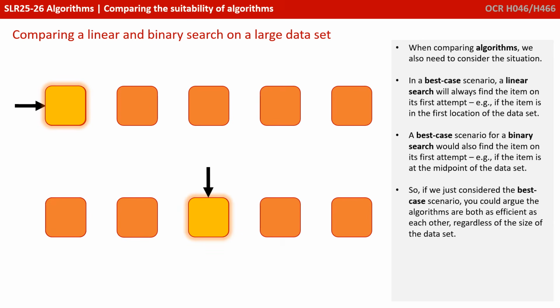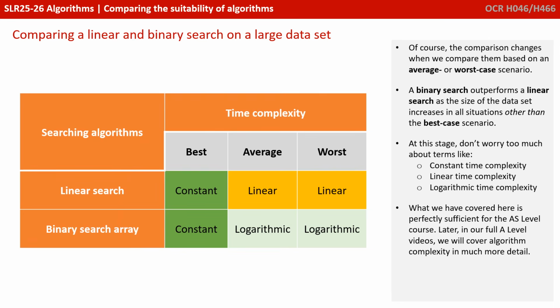A best case scenario for a binary search would also find the item on its first attempt, e.g. if the item we're after is at the midpoint of the dataset. So if we just consider the best case scenario, you could argue that the algorithms are both as efficient as each other, regardless of the size of the dataset, and that statement would be true. Of course, the comparison changes when we compare them based on an average or a worst case scenario.